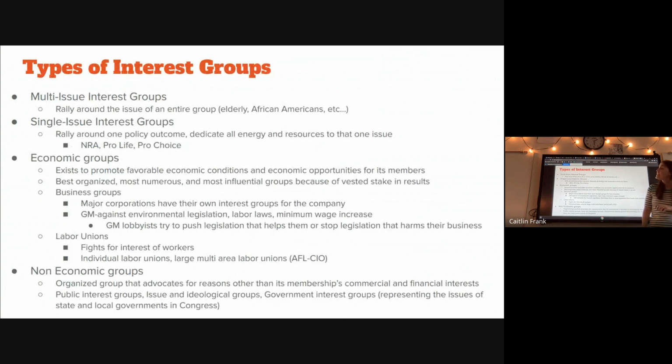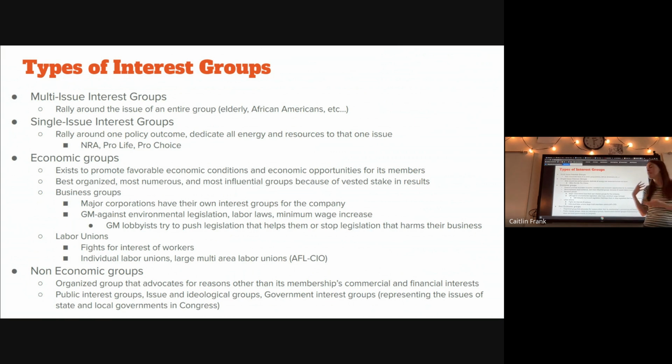Types of interest groups. Now I have two different categories. You can be multi-issue and economic, single issue and economic, or multi-issue non-economic, single issue non-economic. So it's kind of two different groups within groups of interest groups. Multi-issue interest groups are exactly like they sound. They cover a broad group of people and their different needs as those issues come up.